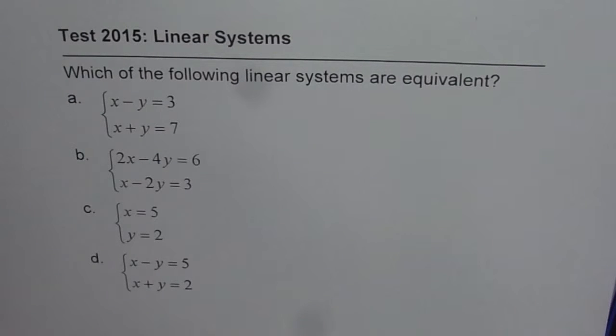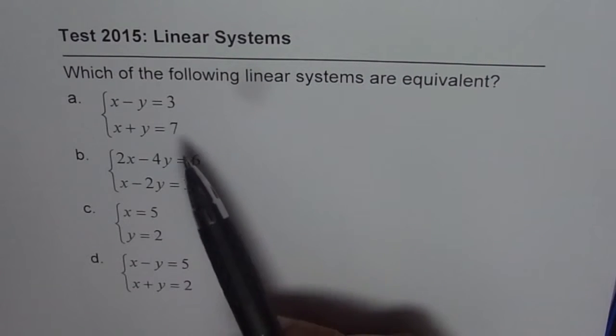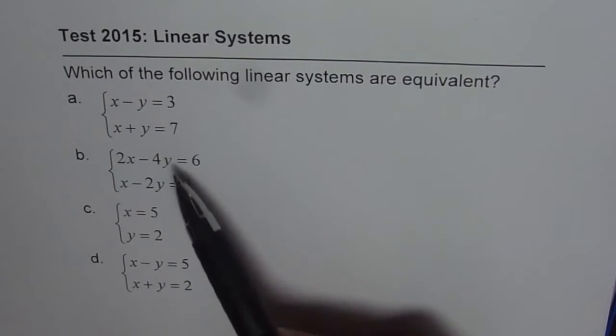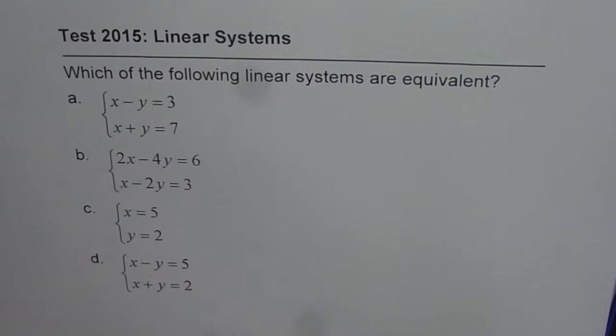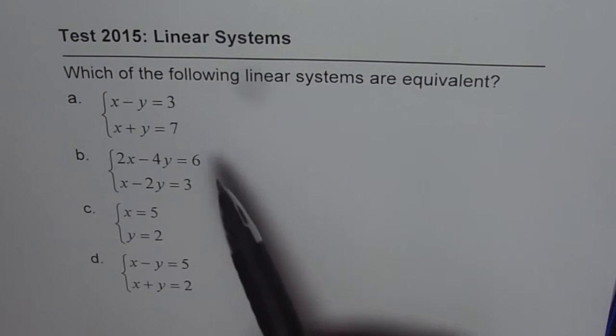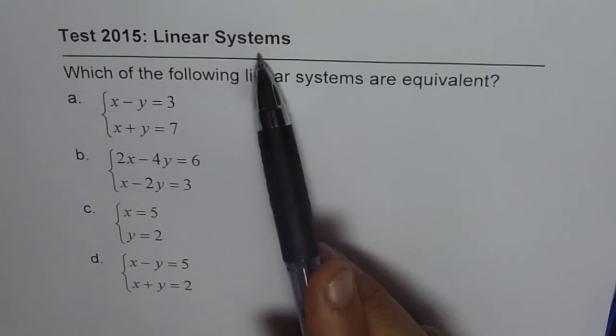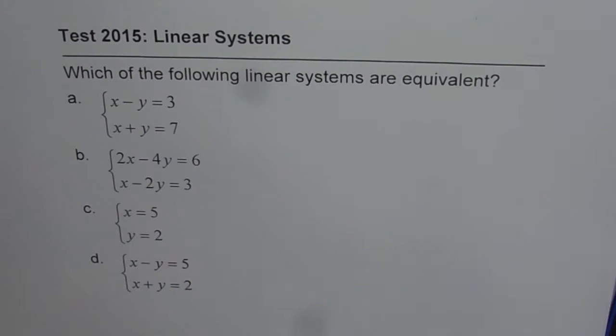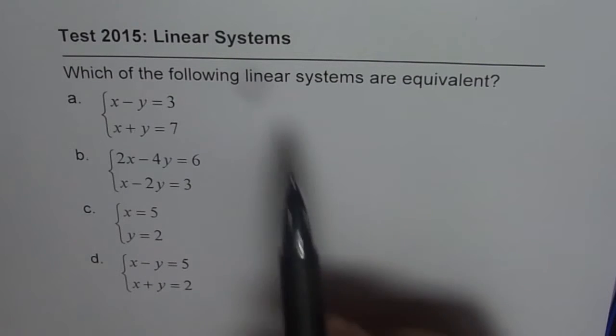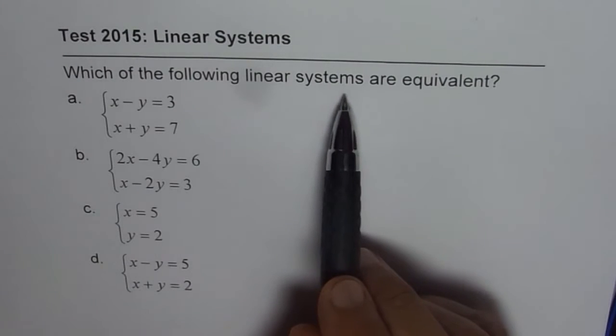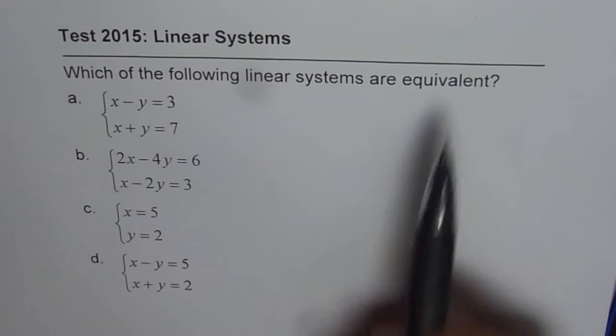So here my suggestion is that copy this first. We are given 4 different equations. I should say set of equations. 2 linear equations make one set and we call them a linear system. A linear system could have 2 or more linear equations. So here we have 4 different linear systems and we need to figure out which ones of these are equivalent.